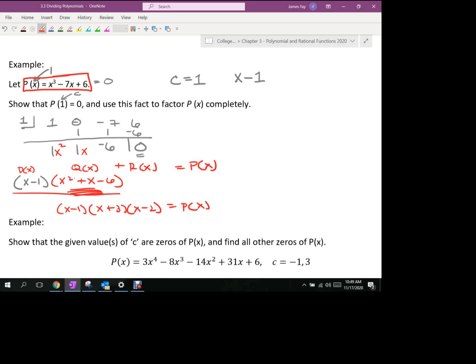So if this would have been like x squared plus 1, that's not factorable in the real numbers, right? Because it turns into x plus i and x minus i. But I could then factor this whole thing as x minus 1 times x plus i times x minus i. So it'll probably be the first week after Thanksgiving that we start talking about that.